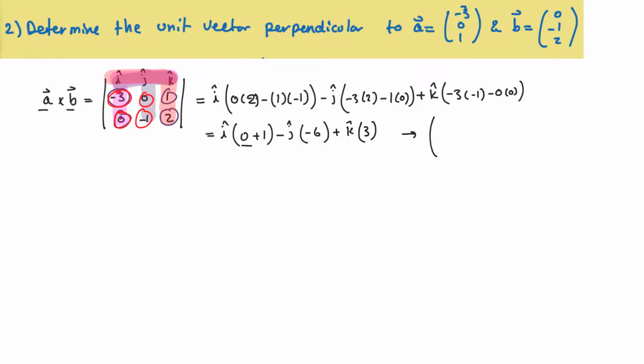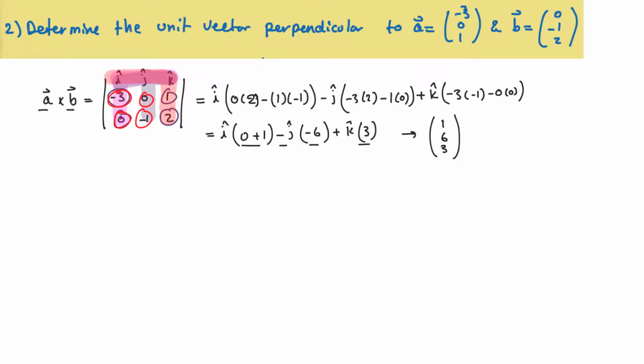For the x component, I get 1. For the y component, I get -6 times -1, which is +6. And for the k component, I just get 3. Now I have found the vector that is perpendicular to vectors a and b. I need to find the unit vector.